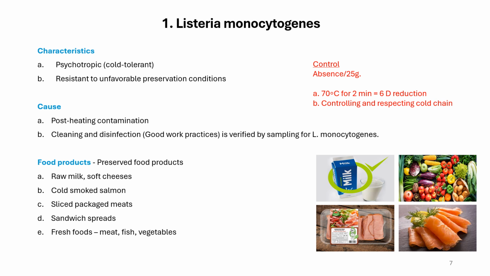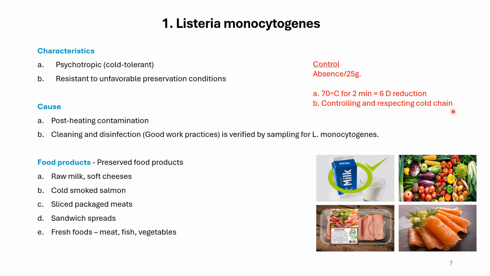Now, having said that it's the most heat-resistant vegetative pathogen, we have to ensure that it's absent per 25 gram of food product. In order to ensure that it is absent per 25 gram of food product, we subject it to pasteurization temperature of 70 degrees Celsius for 2 minutes, which brings in about 6 log reduction in the count of bacterial cells. Controlling and respecting cold chain is another way to ensure that there is no outbreak of Listeria.